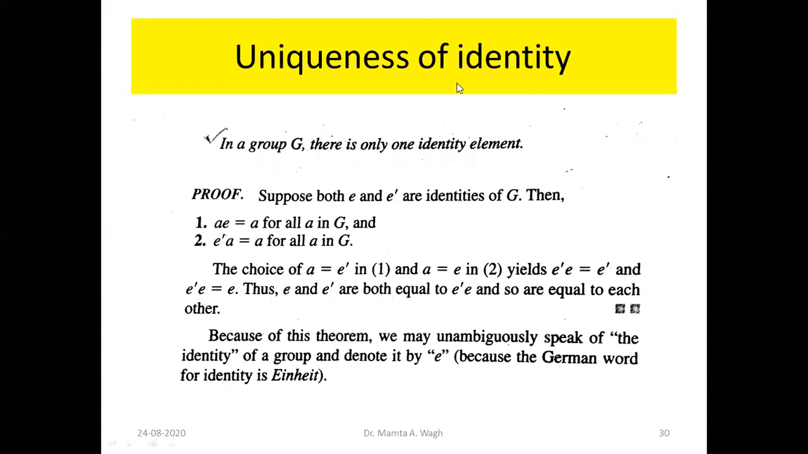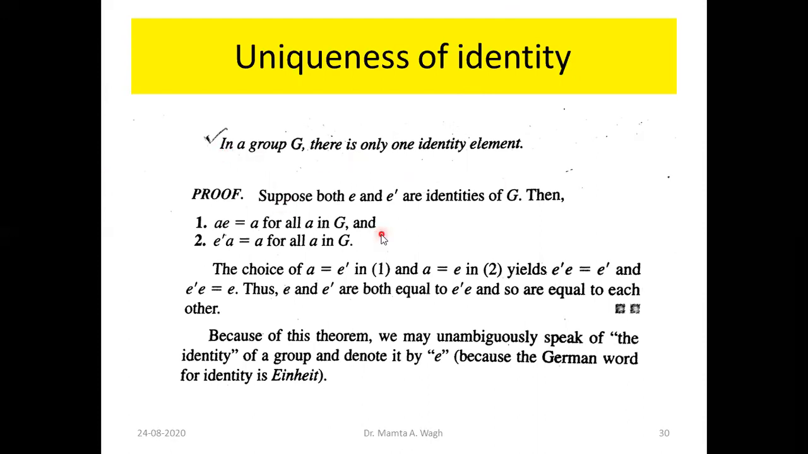Next, until now we have seen different examples where we have seen the existence of an identity element. If the set is a group, then there has to be an identity element. We have observed from the Cayley tables of different examples that there was only one identity element. But now in this theorem we are going to prove the uniqueness of identity. So in a group G, there can be only one identity element.